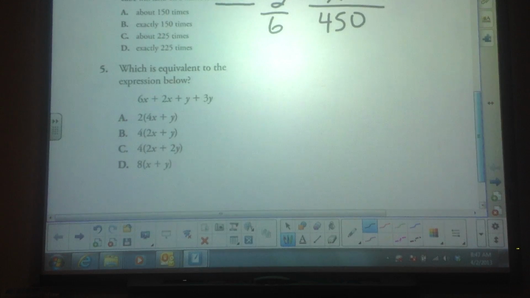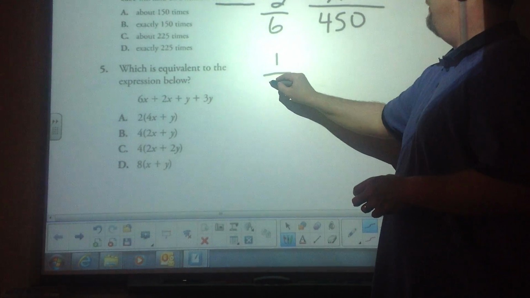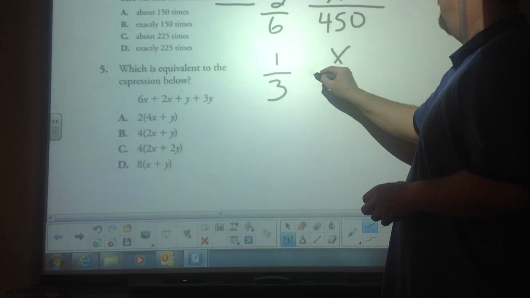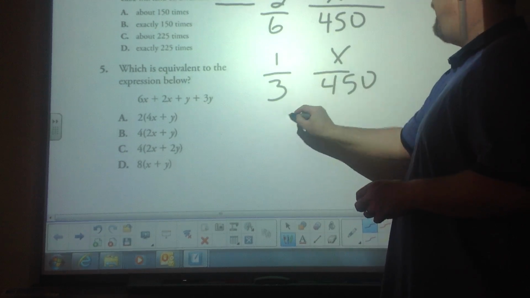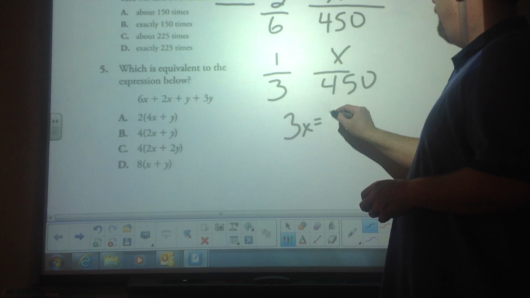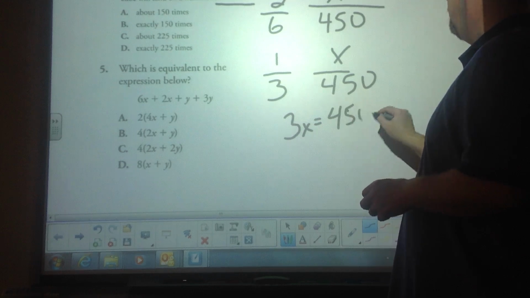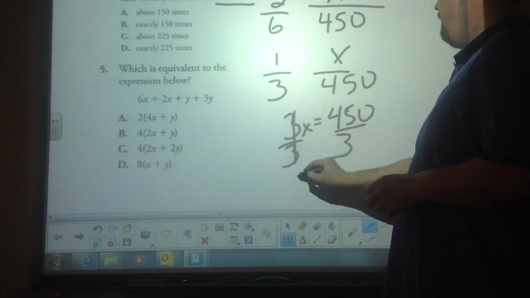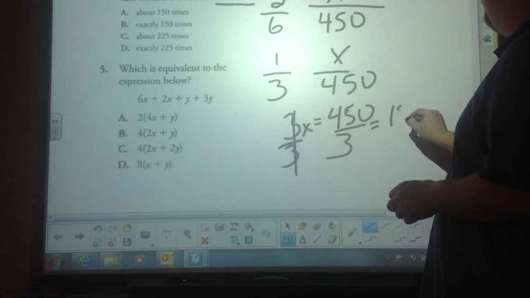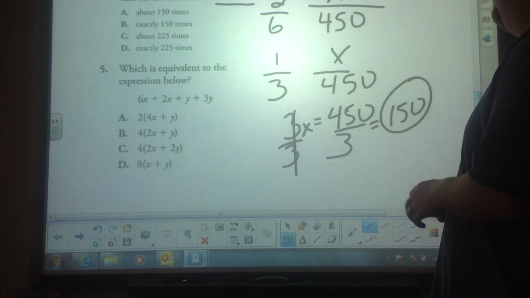Okay. Now I'm going to go ahead and reduce this to 1/3 because it makes it easier. We're going to have 3x equals 450. We can divide both sides by 3. And this is going to leave me with 150. Just take my word for it. I'll let you figure out the math on that.